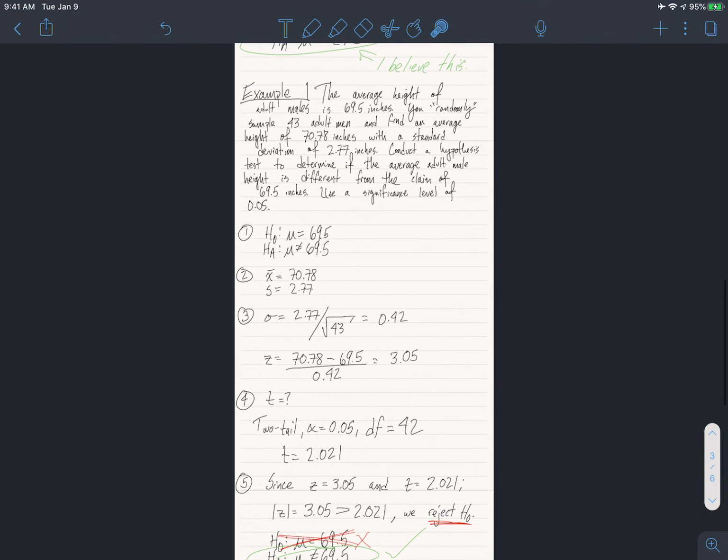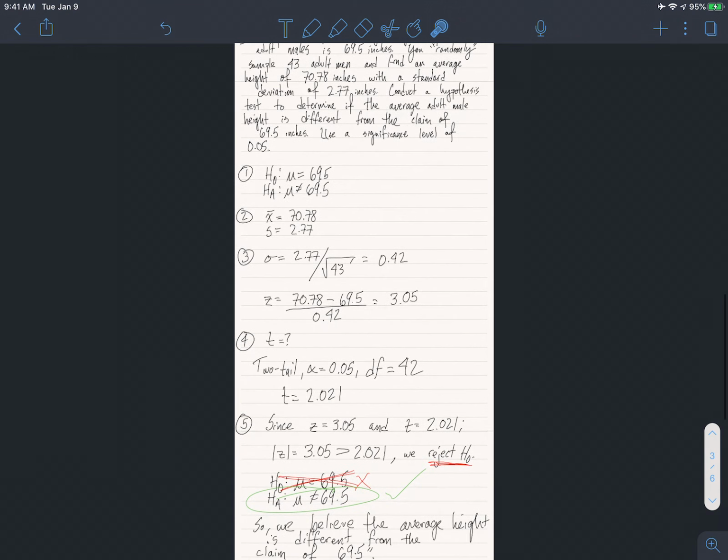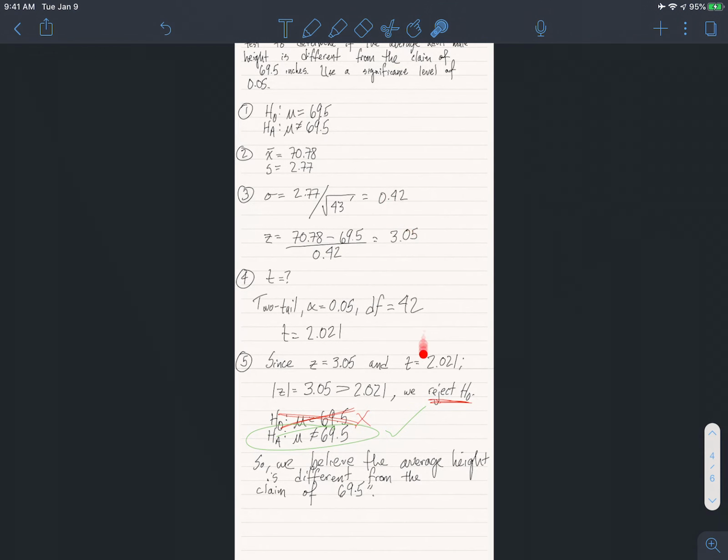And now if you do have a book, it's actually quite interesting because this 69.5 actually is true. If you do average out a bunch of male heights, you're going to get something close to 69.5. Why did my sample produce such a high height then? You know, these 43 adult men produced an average height. Maybe I just got some tall men in my sample. And I say that that's enough evidence to say that it's not 69.5 in the end.